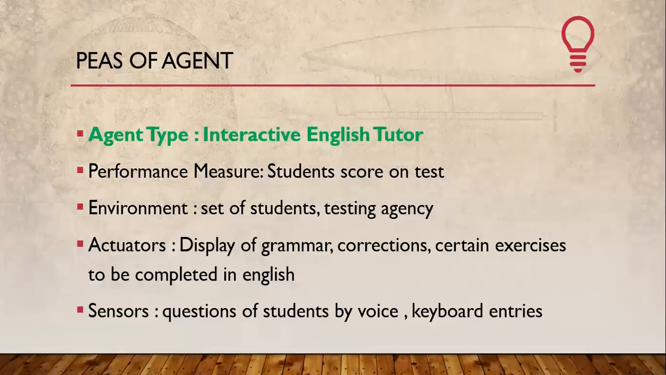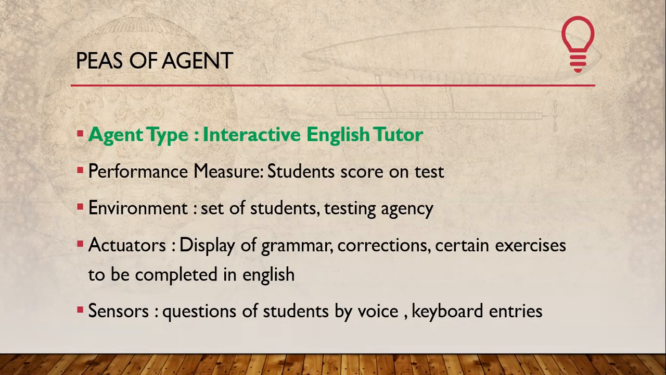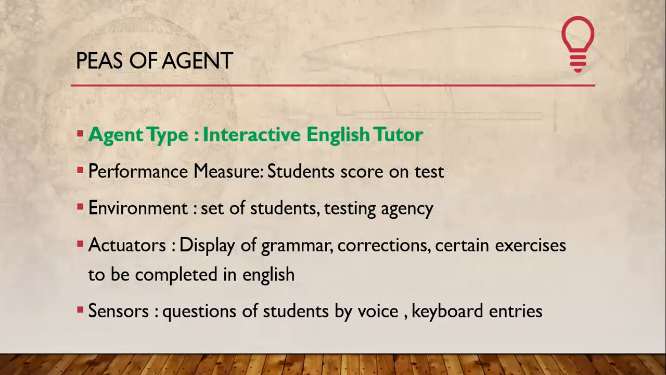What is the environment? A set of students, if the students are using it individually. At times many testing agencies also install these kinds of systems. What will be the sensors? The students will ask continuous questions by voice or by keyboard entries, and the output will be certain replies to the questions asked by the student. Then there are certain corrections of grammar and other things which the system will make when the students are saying something, and certain exercises will be given to the students which they have to complete. So this is how the interactive English tutor is going to work.